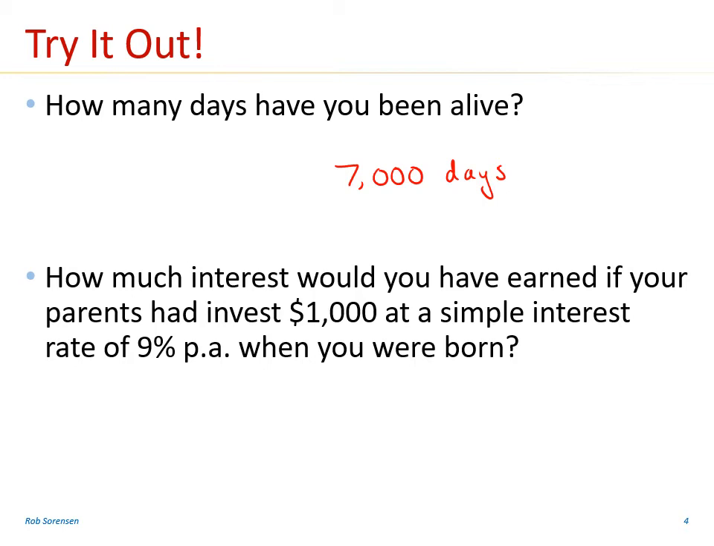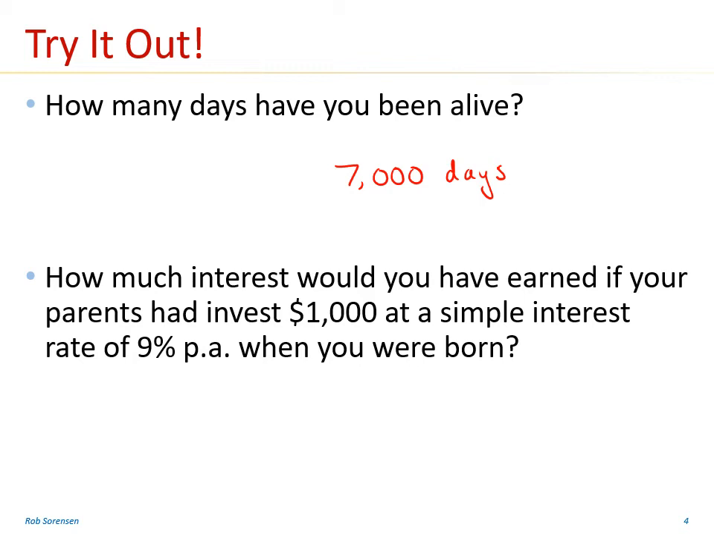And what I'd like you to do next is answer this next question. How much interest, simple interest, would you have earned if your parents had invested $1,000 at a simple interest rate of 9% per annum when you were born? Go ahead and hit pause and try to calculate that. And then when you're ready, come on back, we'll take a look.